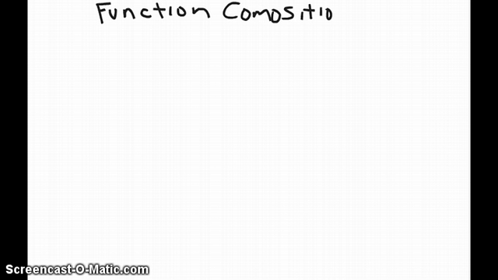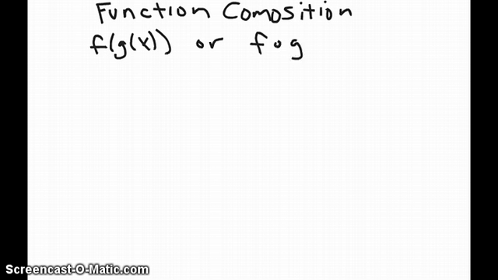The composition of functions is really how we typically state it. It's going to be written two ways. So it will be written as f of g of x, or you'll see it as f with this little open dot, f of g, and then it'll have the x as well.